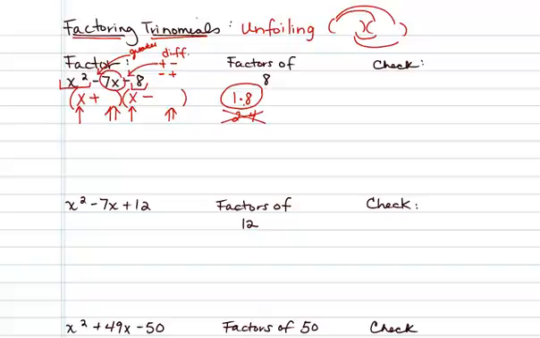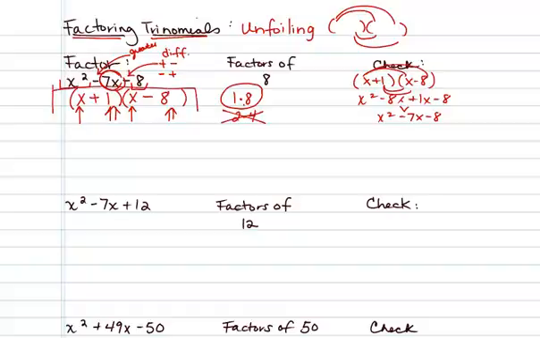So 1 and 8 need to be the numbers that I use inside my parentheses. 8 being the greater number, so that goes with the negative, and 1 being the smaller number. Negative 8 plus 1 is negative 7. That's where that negative 7 is coming from. And positive 1 times negative 8 gives you negative 8. I want you to always bring it over and check it. You can use the box method. You can FOIL. It's up to you. And it matches the original equation. So this is it in fully factored form.